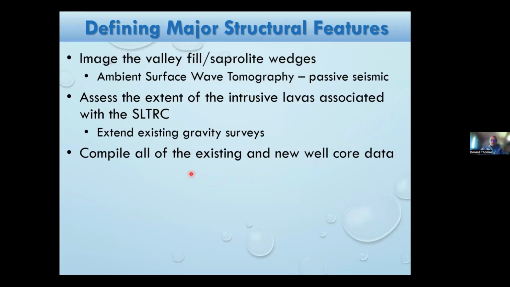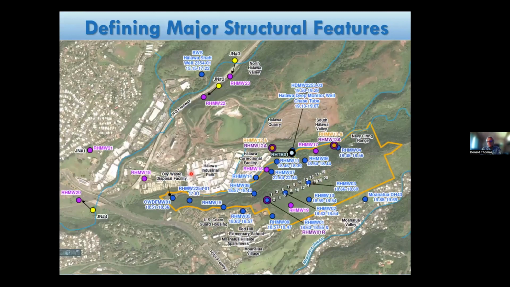The third step in defining these major structural features is to compile all of the existing and new well core data. We have a number of wells that have been drilled in this region. This shows an array of wells. The ones with the light blue labels are existing wells that have been drilled using a technology called continuous coring. And so we have actual geologic samples over the entire depth of the wells that have been drilled.